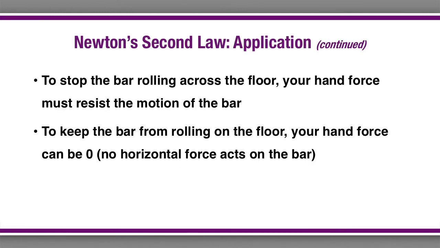So to stop the bar rolling across the floor, your hand must create a force that resists the motion of the bar, or is greater than the force of the motion of the bar. So to simply keep the bar from rolling on the floor, your hand force can be 0, because at this instant, if the bar is at rest, as long as there is no incline on the floor, there is no horizontal force acting on the bar.